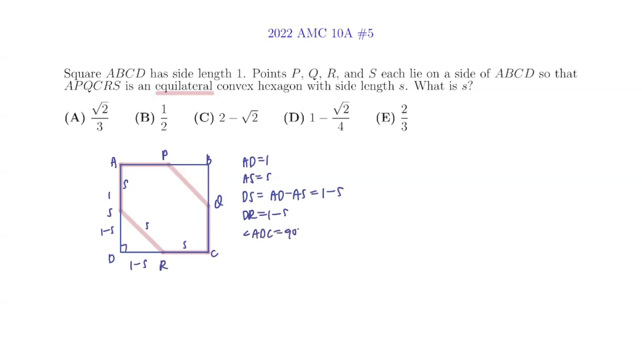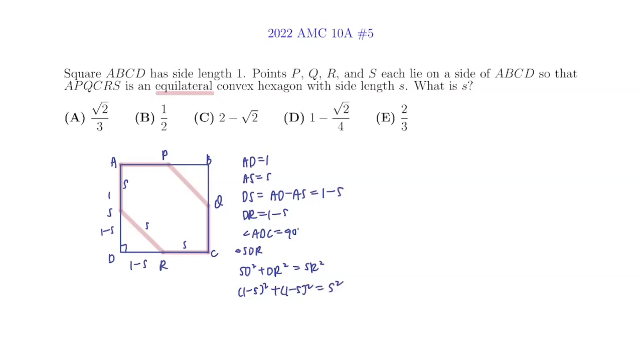Given these, we also know that since ABCD is a square, angle ADC has a measure of 90 degrees. So we can perform the Pythagorean theorem on triangle SDR. We know that SD squared plus DR squared is equal to SR squared. Plugging in the values, we have (1 minus S) squared plus (1 minus S) squared equals S squared.